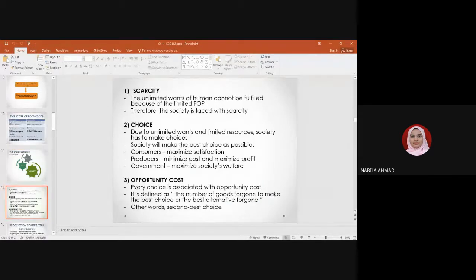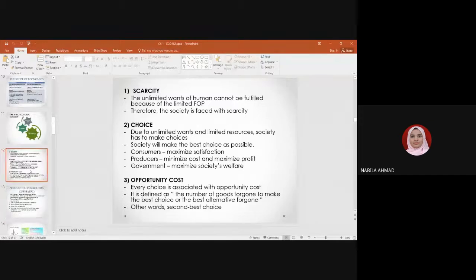Right, so scarcity is kekurangan lah, yeah. It arises due to the unlimited wants of human cannot be fulfilled by the limited resources. So that's why we are facing scarcity, and because of scarcity, people must make choice, and due to that, we will face opportunity cost, or opportunity cost will exist. Right. So tiga-tiga ni dah okay.